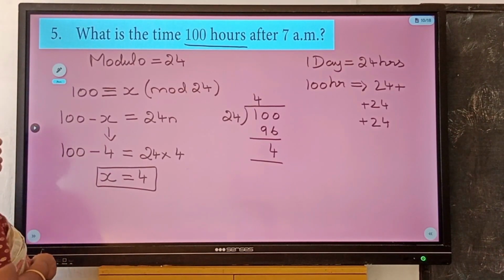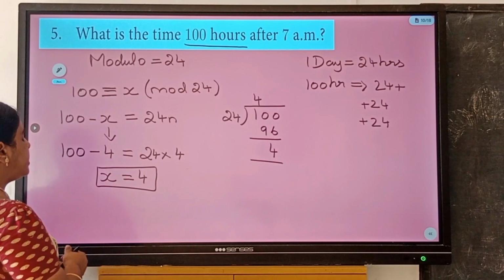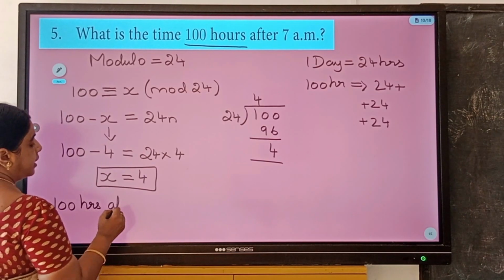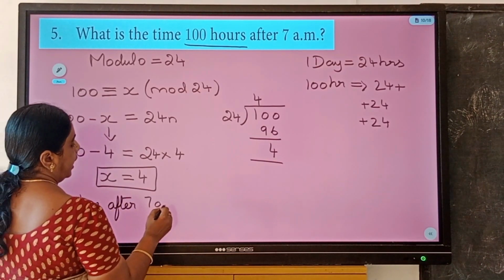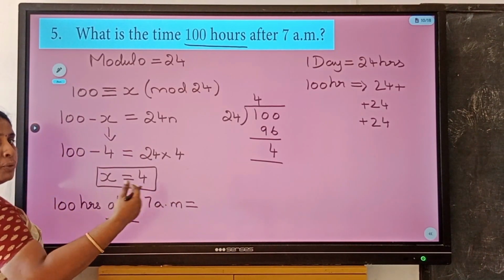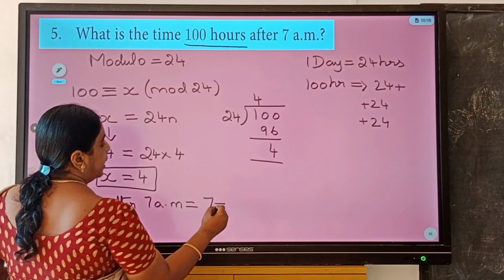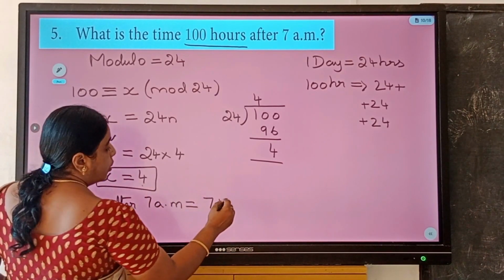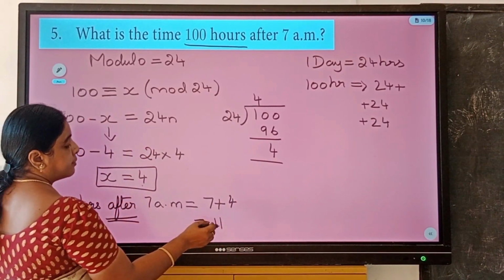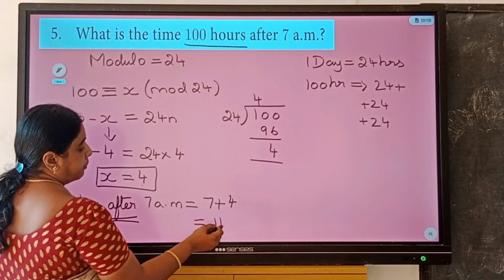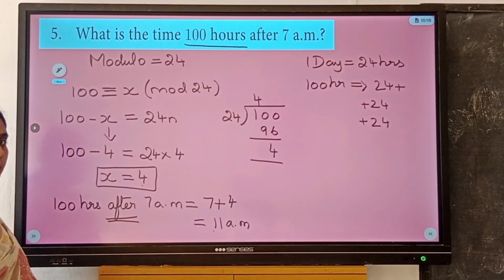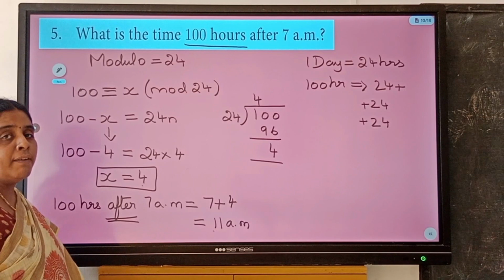But what is the question asked? 100 hours after 7 a.m. When they have mentioned after, it means it's going to extend. So 7 plus, here we have 4. So we are going to add that value of x, and 7 plus 4 is 11, and we have a.m. because 11 is only 4 hours after 7 o'clock in the morning, so it is 11 a.m.